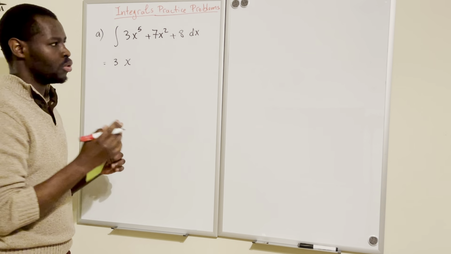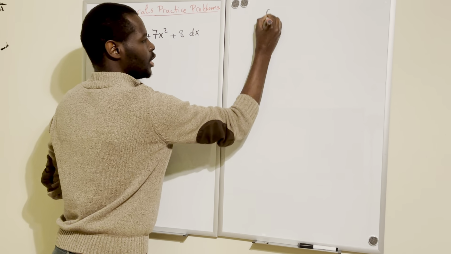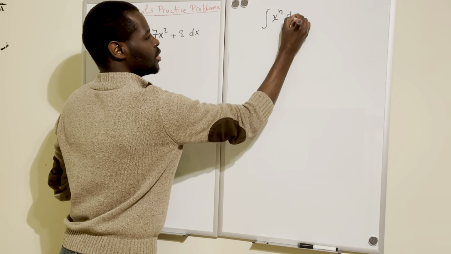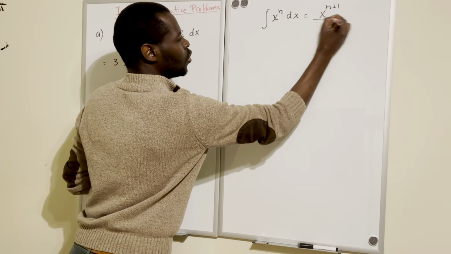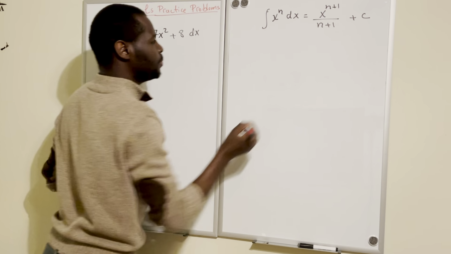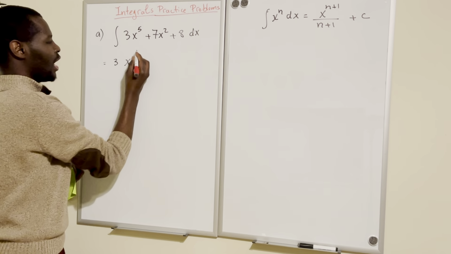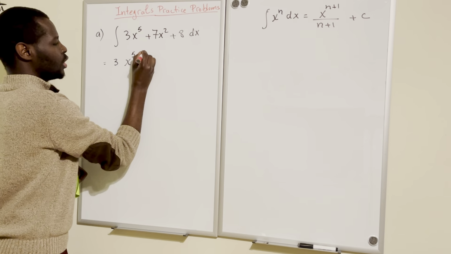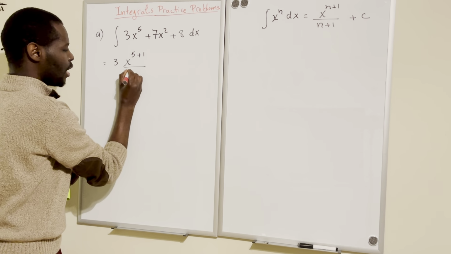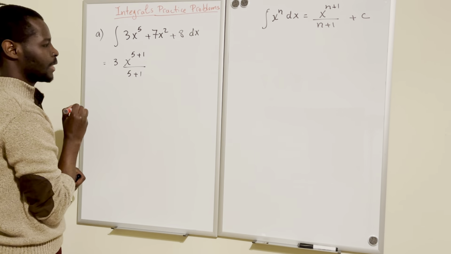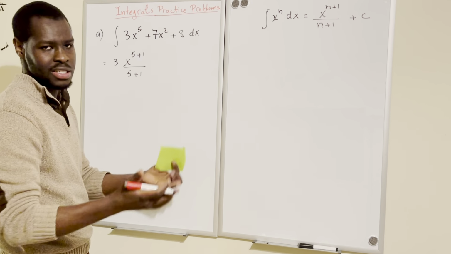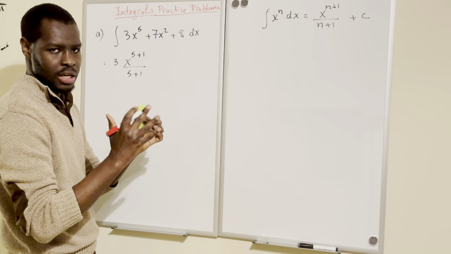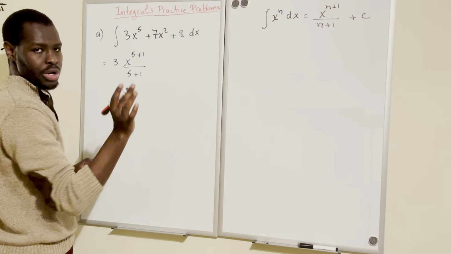This is the same rule as we said earlier, that the integral of x to the n dx equals x to the n plus 1 over n plus 1, plus a constant. Now, what is my n? n is 5, so it's x to the 5 plus 1 divided by 5 plus 1. I don't need to add the constant now; I can add it at the very end, because a constant plus a constant is just a constant. I can just call everything a constant at the very end, so I will not worry about that for now.